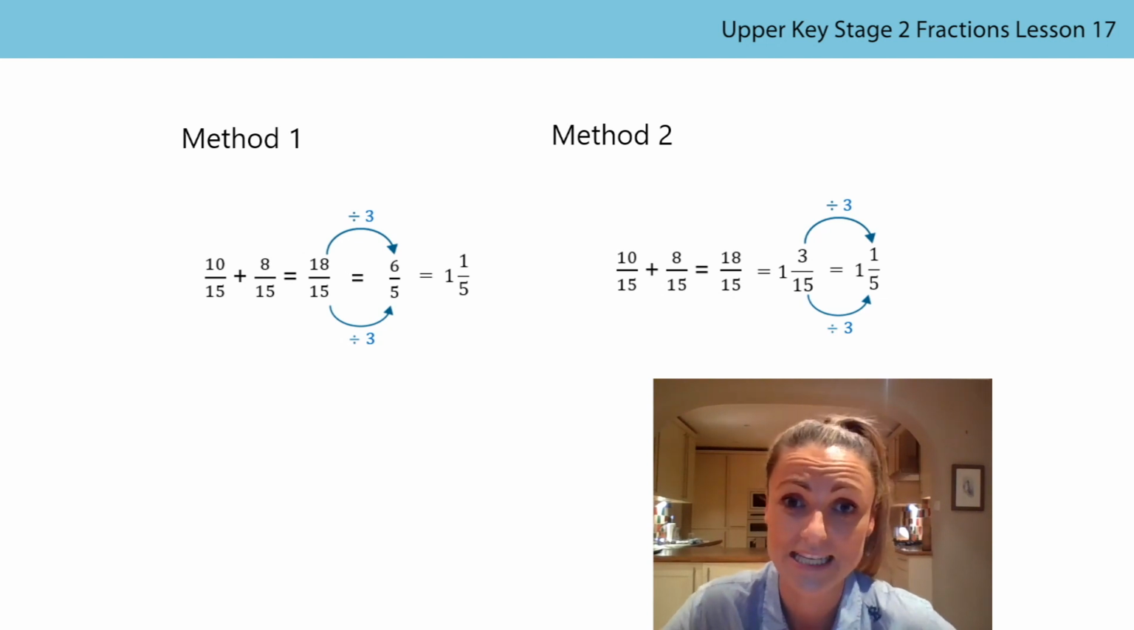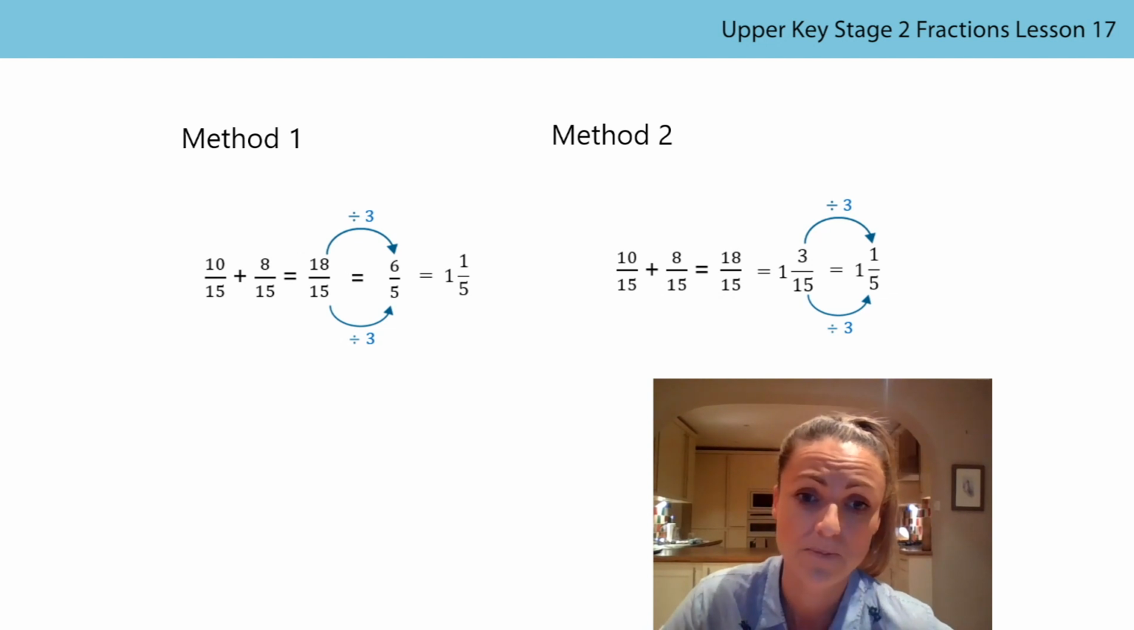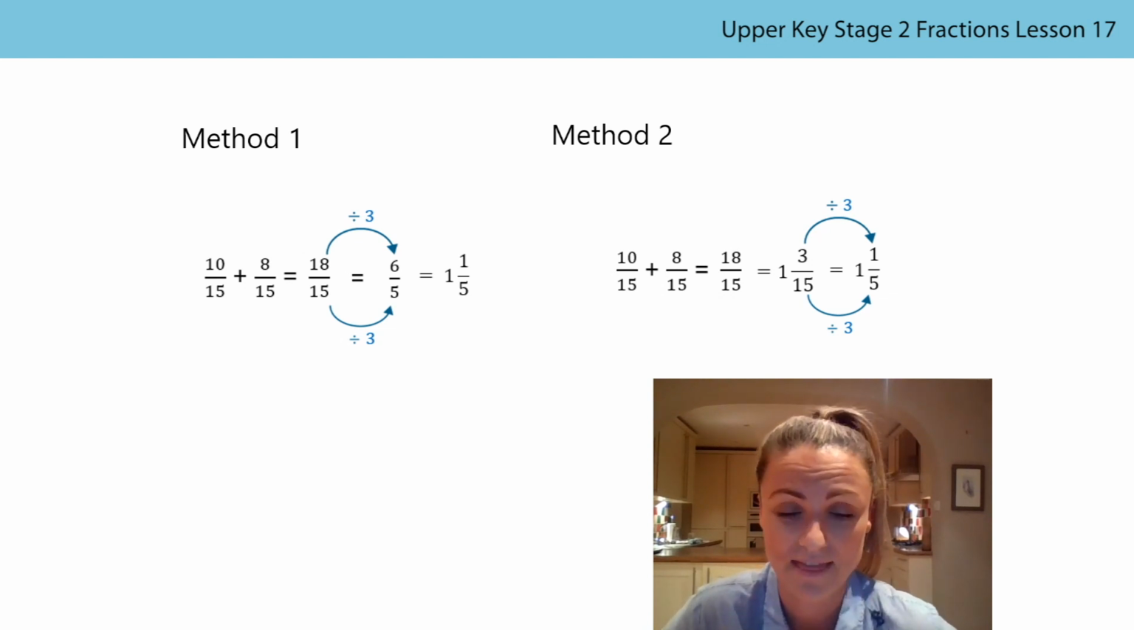So what did you identify was the same, and what did you identify was different? Well, the same in both methods is the sum, that we have a sum of 1 and 1/5. What's also the same is that when we simplify, we use the highest common factor of 3, and therefore we divide by 3 to simplify our fractions.